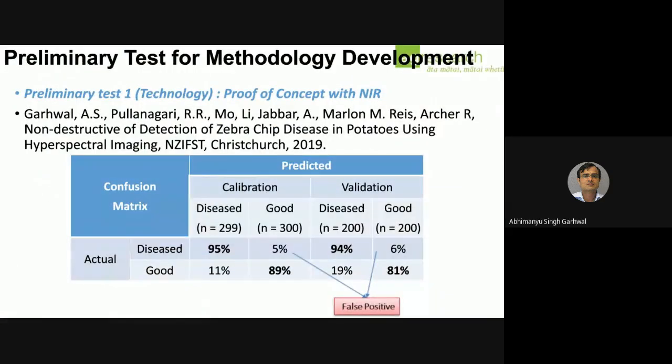So we did some preliminary tests. Firstly, we used near infrared spectroscopy, and we got a good detection rate: around 95% of diseased potatoes detected as diseased, and in the validation set also 94% detected correctly. The data set is around 600 potatoes for the calibration and 400 potatoes for the validation.